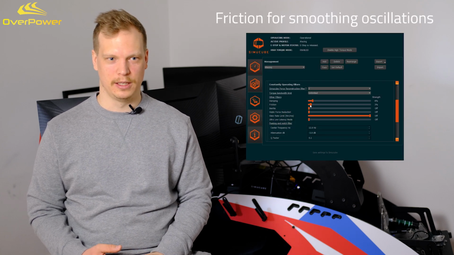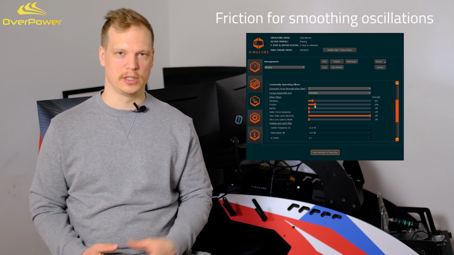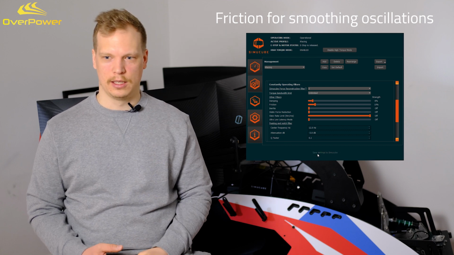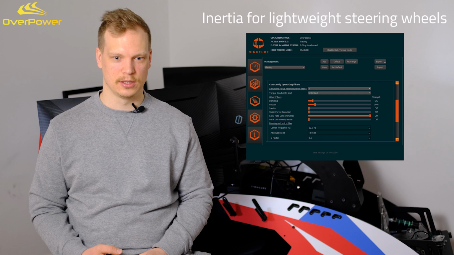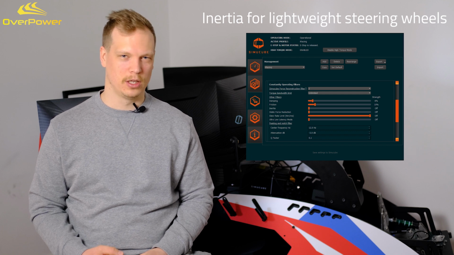If the steering wheel starts going back and forth, for example, on the exit phase of the corner, where you would need to be pretty straightforward when you go full throttle, then I usually add a little bit of friction to remove the back and forth and smoothen out the driving. And then you obviously have inertia. If you have a really lightweight steering wheel, you might want to add a little bit of inertia. It eases off and makes the wheel feel a little bit heavier.